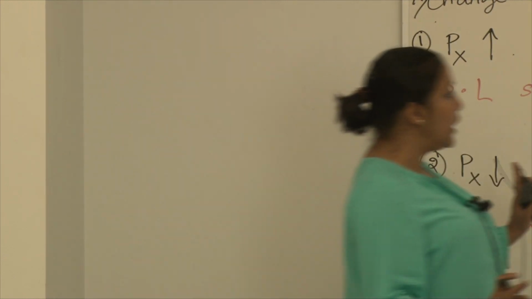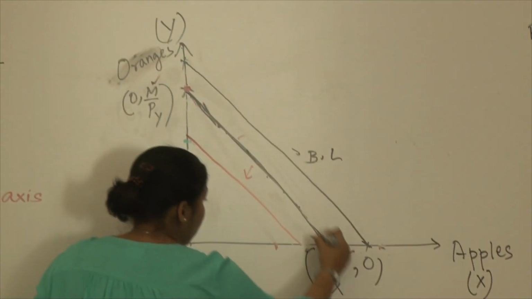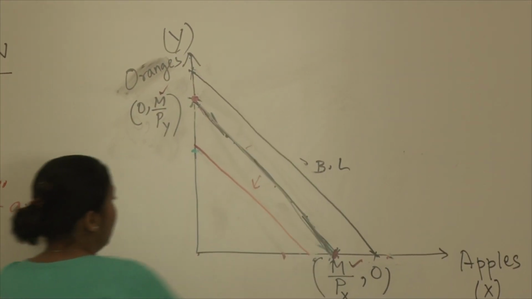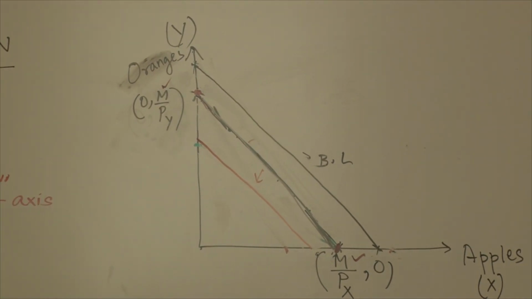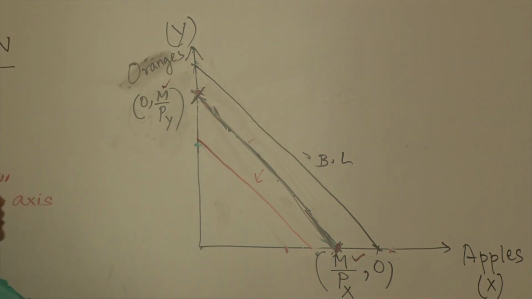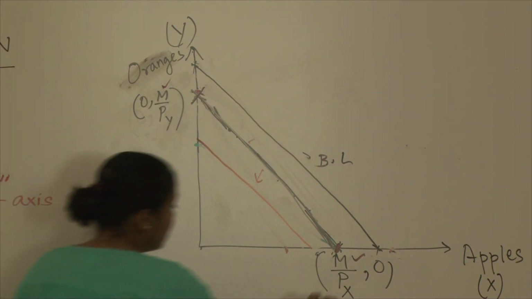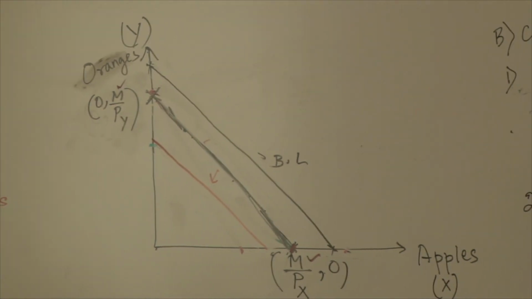So, let us say I have this original budget line, the one in between. For that original budget line, I have 2 points. I do not know any other consumption point, it is not given to me. I just know that this point is 0, m by Py, and I know this is m by Px, 0. I just know those 2 points. If I ask you to find the slope of that line between those 2 points, can you find it?